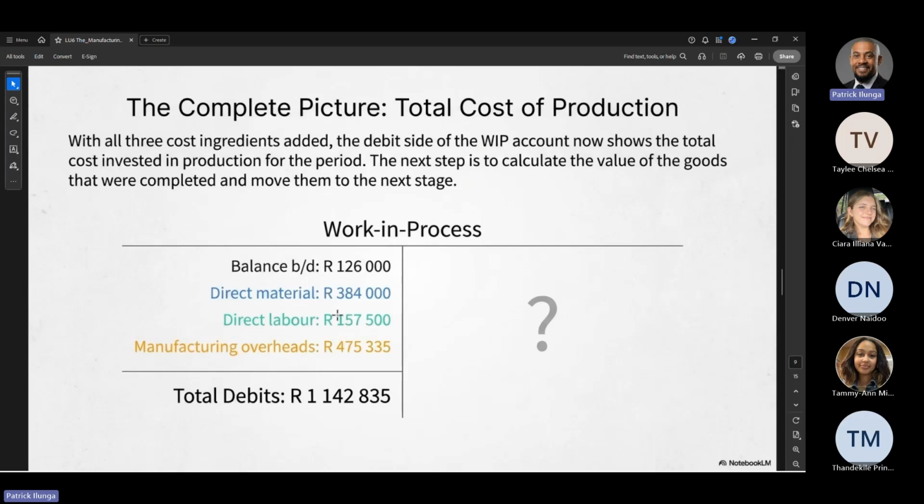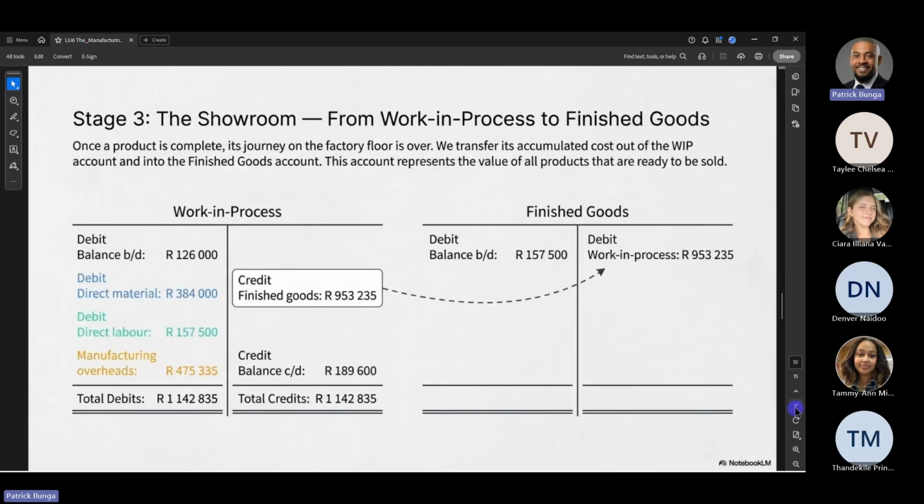The next step now is to calculate the value of the goods that were completed. Just because something was being manufactured doesn't mean it's complete. So where do we go now? We go to the finished goods. And again, beautifully, the same progression as always, from one side to another. On the credit side, we're going to credit the finished goods here.